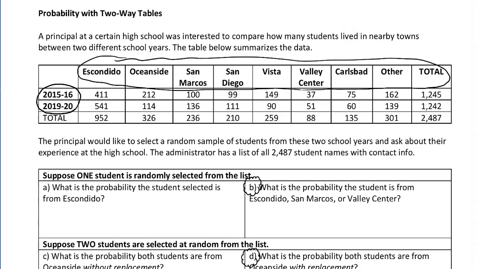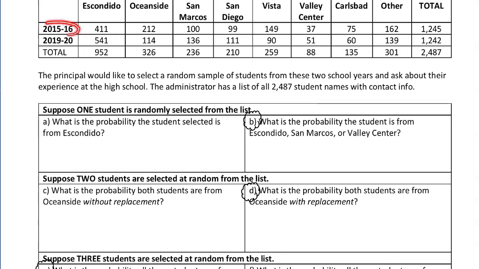A principal at a certain high school was interested to compare how many students lived in nearby towns between two different school years. The table below summarizes the data. We have a school year 2015 to 2016 and a school year 2019 to 2020. We have how many students resided in Escondido in the 2015-16 school year. That's 411. There were a total of 1,245 students who attended this school in this particular school year.